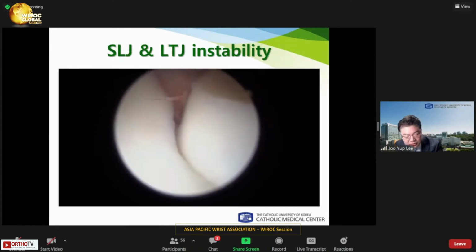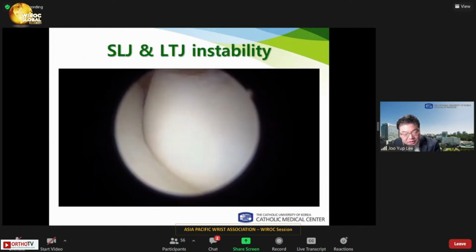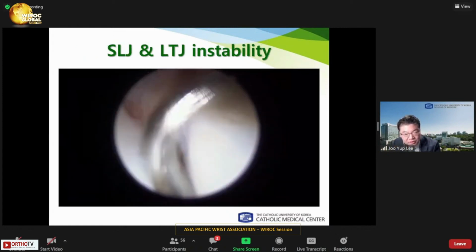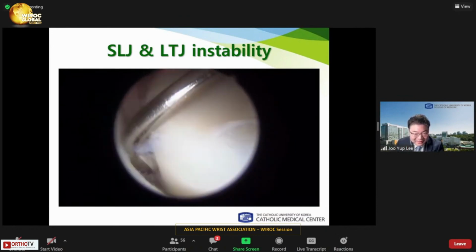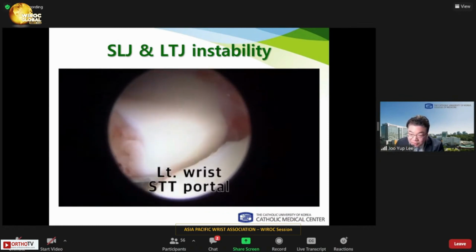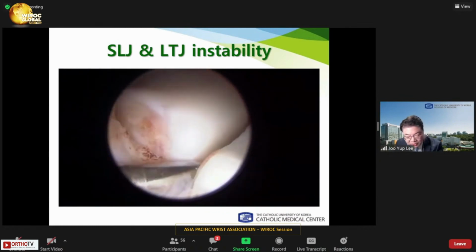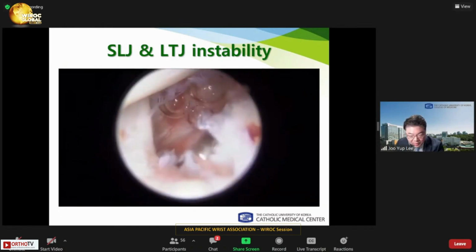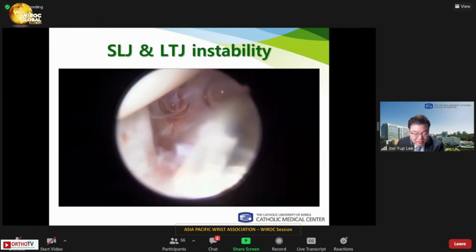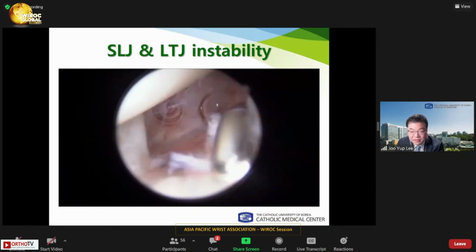This video shows scapholunate instability. As you can see in this video, I would say it's grade 3, but it is frequently combined with lunotriquetral instability in the same patient, as you can see in this video. And the dorsal intercarpal ligament is lax and attenuated as well.